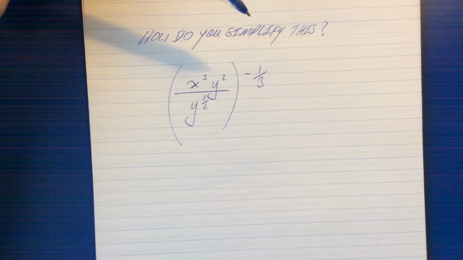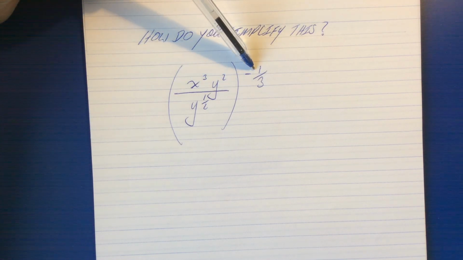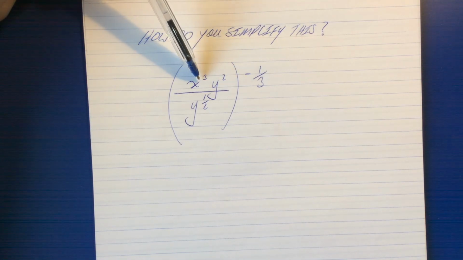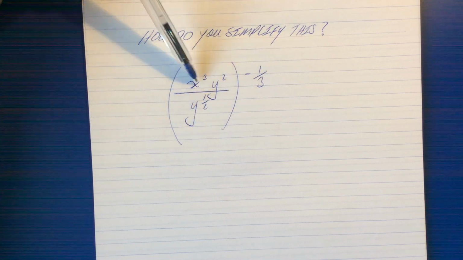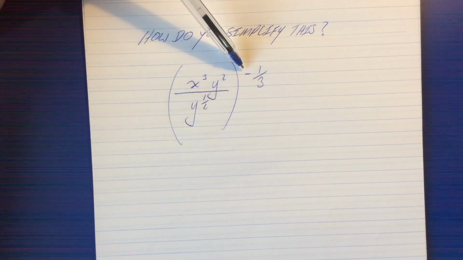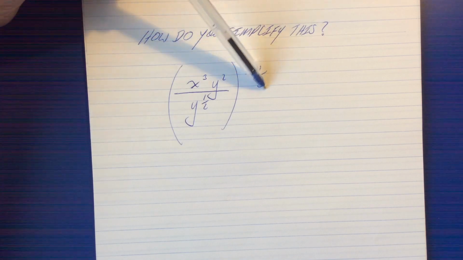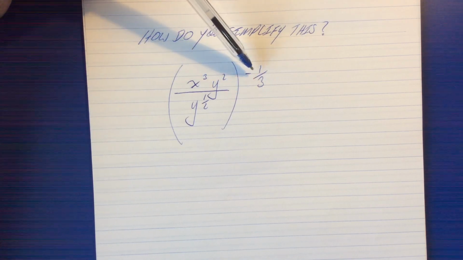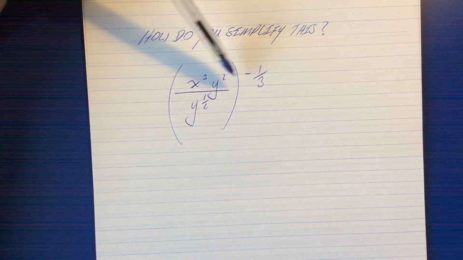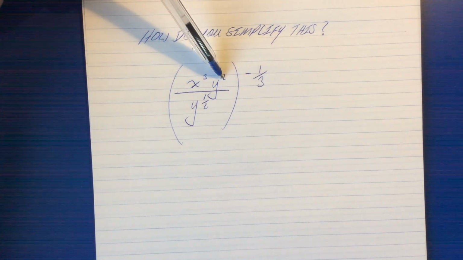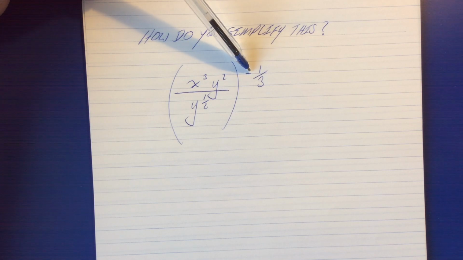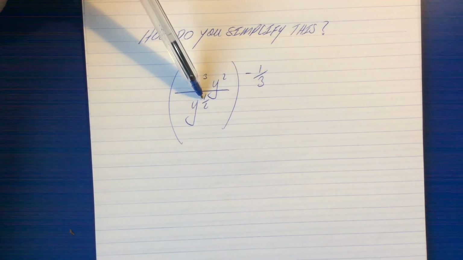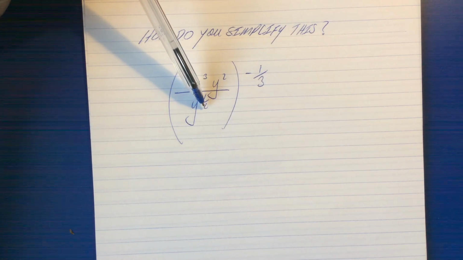Now, the first thing we're going to do is use the multiplication rule, which says that when you have a bracket with an item or items in the bracket, and that entire bracket is raised to a power, what you do is you take this power and you multiply this, this, and this. Now we're going to ignore the fact that this is fractional and that it's negative.